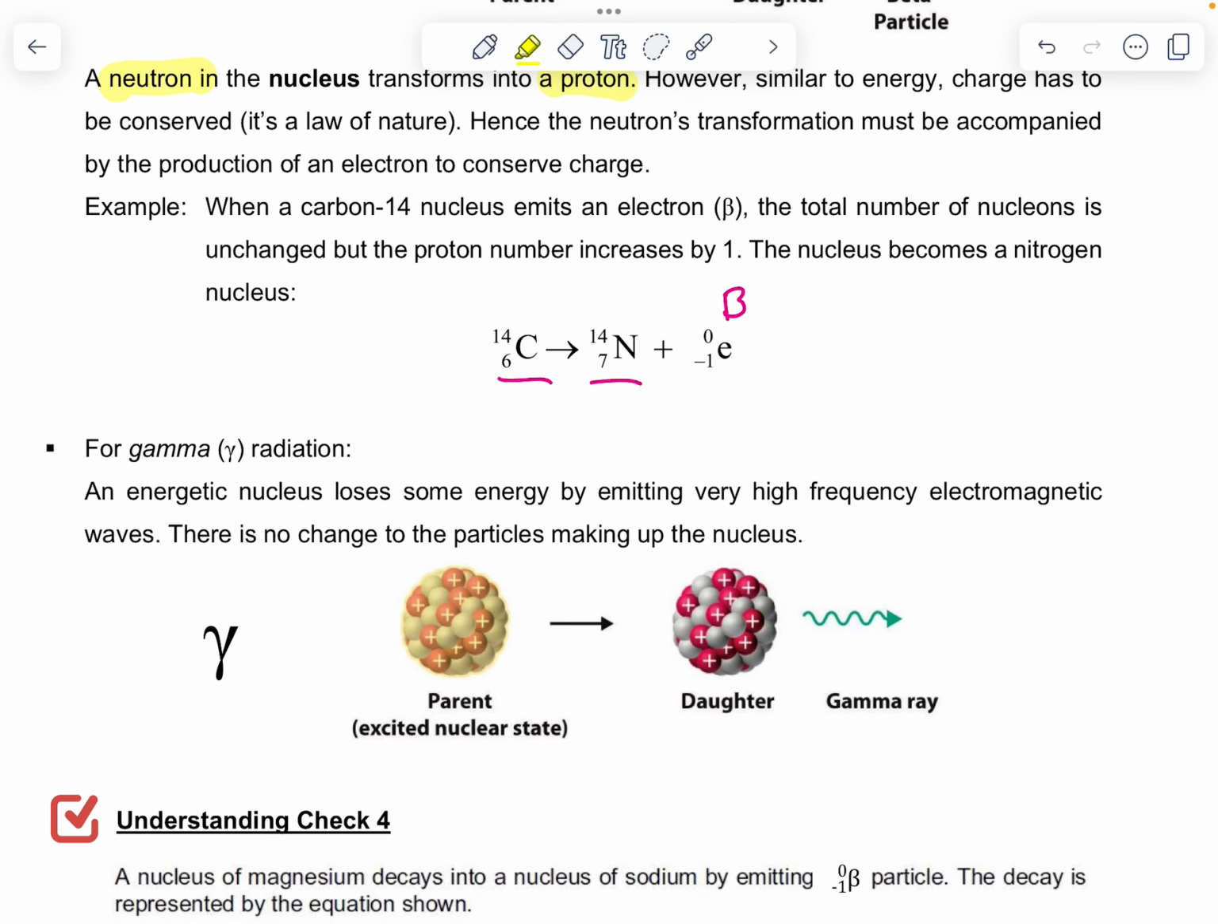Lastly is gamma radiation, where an energetic nucleus loses energy by emitting a high-frequency EM wave. So this high-frequency EM wave is a gamma ray.